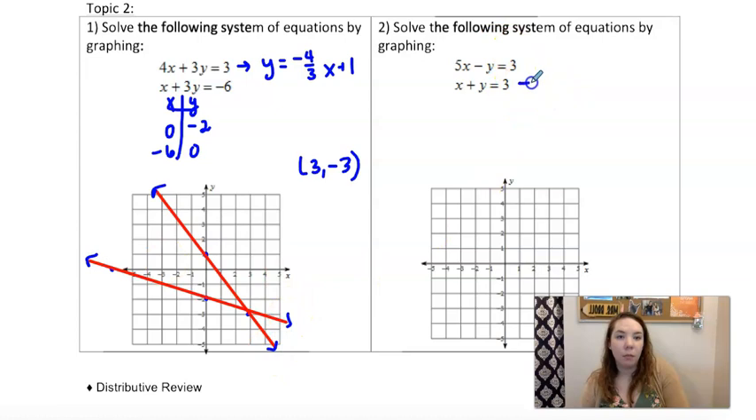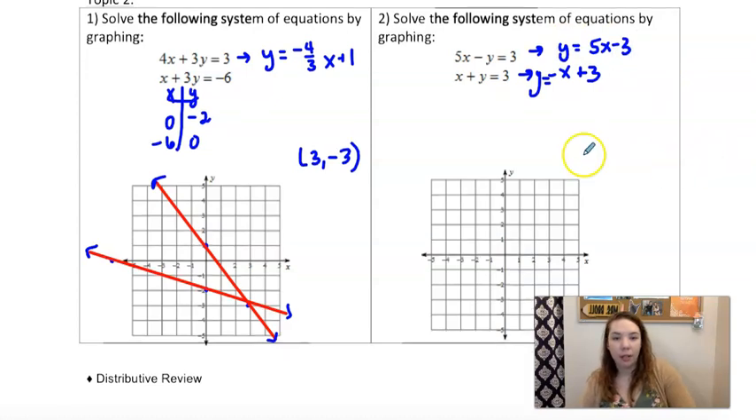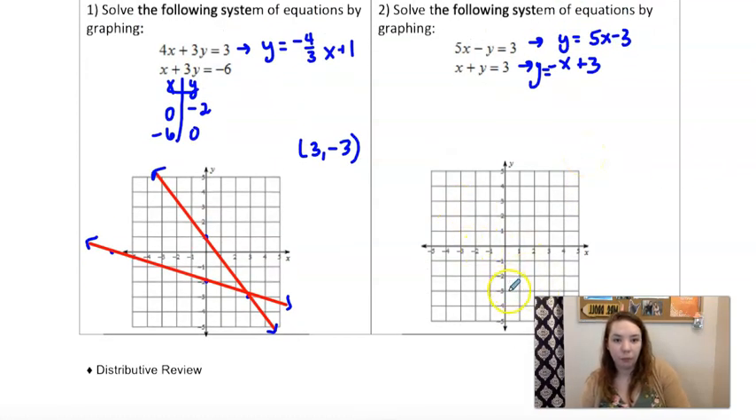All right, so this one would be y minus x, y equals -x plus 3. This one will be y equals 5x minus 3 if you rearrange it and isolate. So there's our first line. And our second line. So they will cross at the point 1, 2, it looks like.